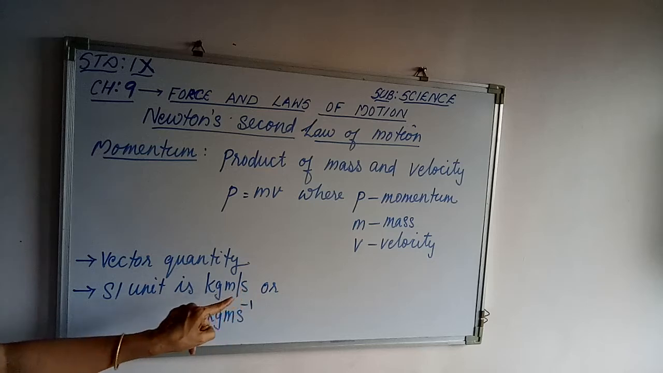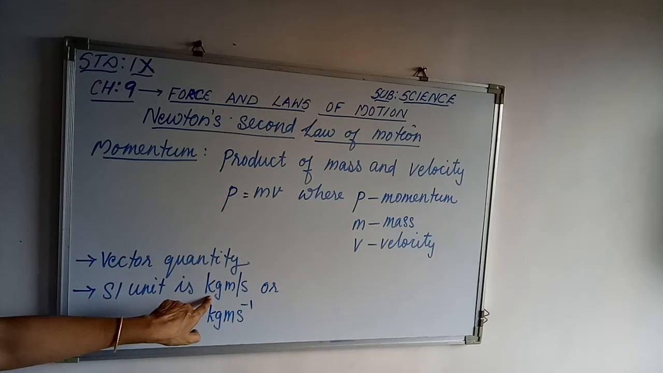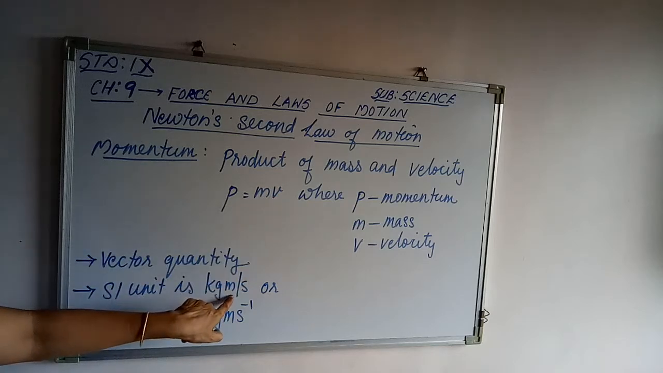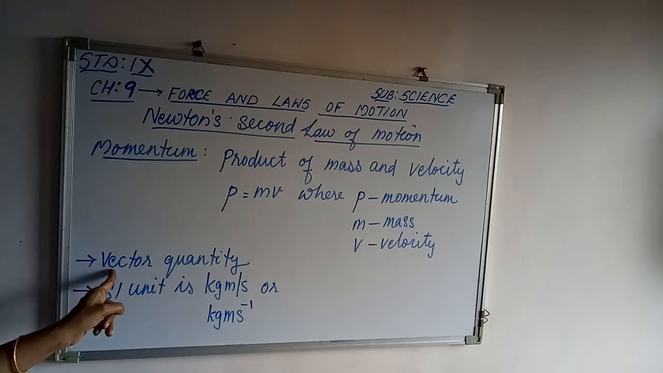Kilogram meter per second. You know that p is m into v, mass into velocity. The unit of mass is kilogram and the unit of velocity is meter per second. So the unit of momentum is kilogram meter per second, or we can write kilogram meter second raised to minus 1.